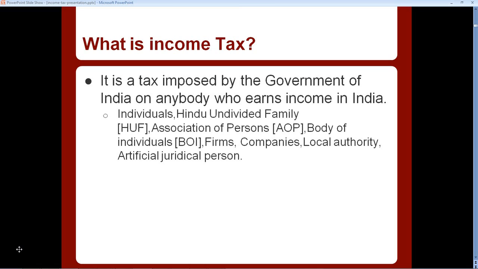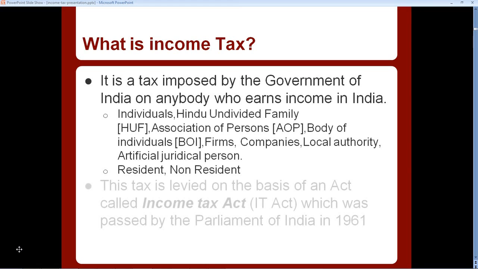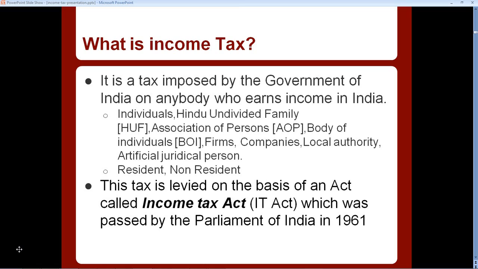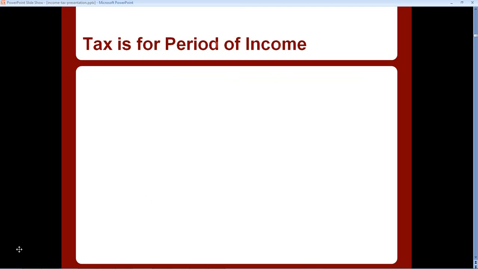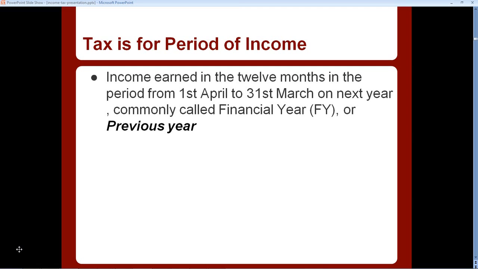It is imposed on the basis of an act called the Income Tax Act, which was passed by the Parliament of India in 1961. Tax is for a period of the income earned. It is not a lifetime tax. Income earned in the 12 months from 1st April to 31st March of the next year is commonly called a financial year or the previous year. Income earned in the financial year is assessed in the next financial year, which is called the assessment year.